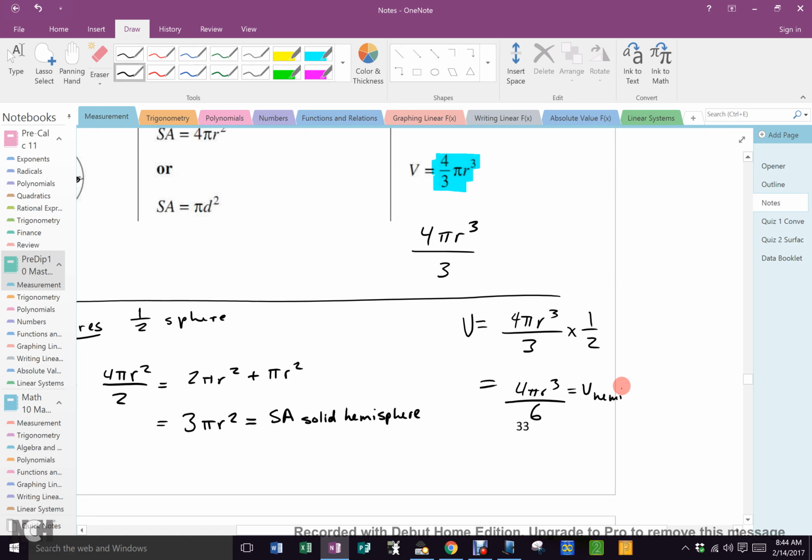Everybody cool? You won't find those on your formula sheet, will you? No. That's the type of thing that you learn in the class to do. Everybody with me? All right. Let us move on.